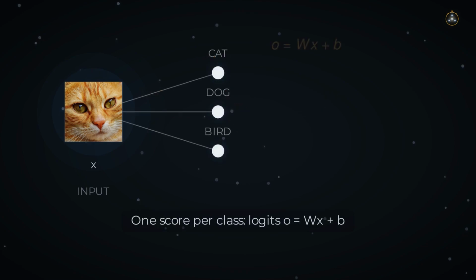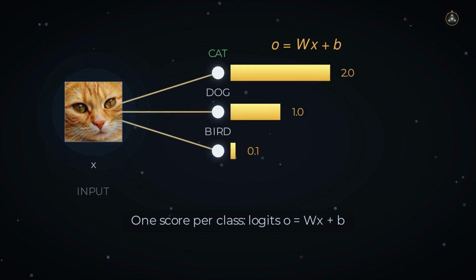So give every class its own score. 3 classes, 3 weighted sums. We call these raw scores the logits. Watch them spring out. The cat already leads. But what exactly are X and W here?